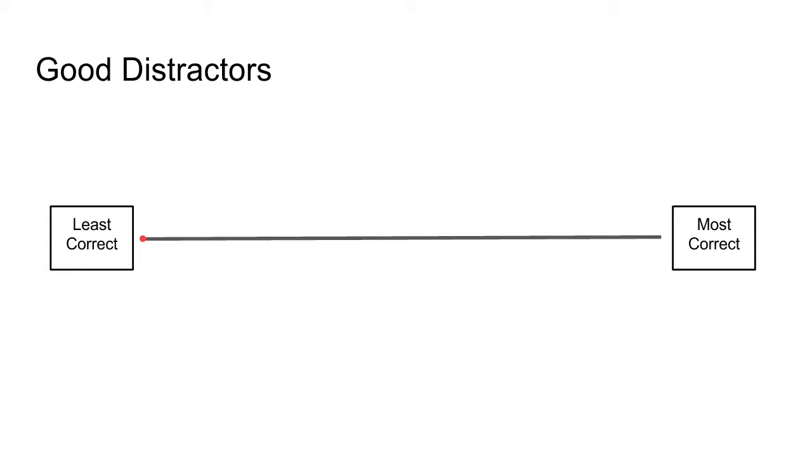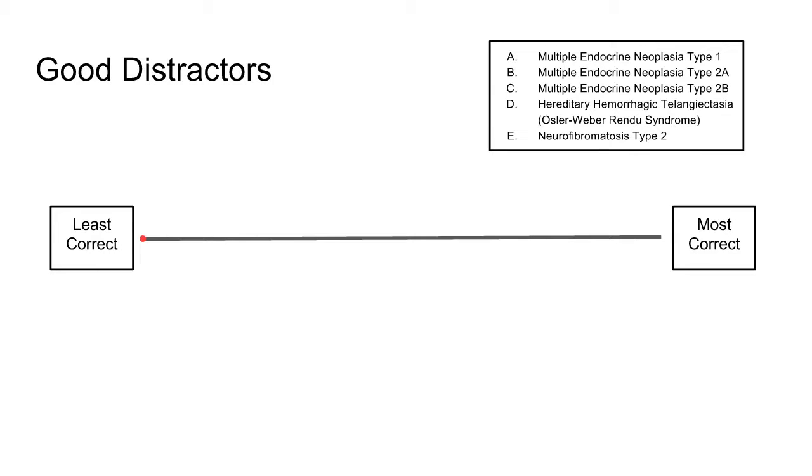I'll show you, let's go to the question that we had earlier, and we'll show you the distribution of where I think these answer choices go here. So let's throw them on the line. The correct answer was C. It's obviously the most correct because you're looking for the most correct answer. B, MEN type 2A, is similar to MEN type 2B, with just some differences. So that's kind of the main distractor.